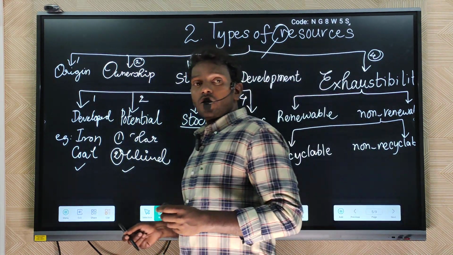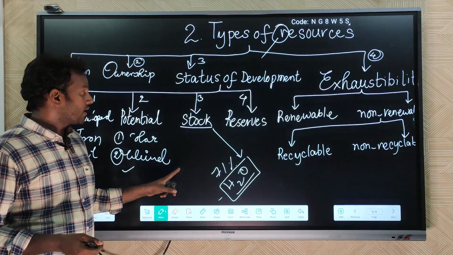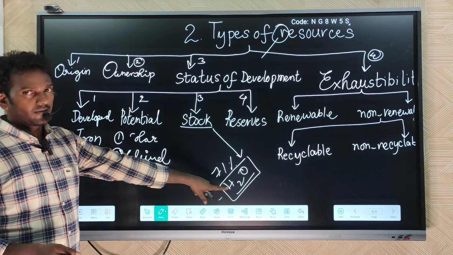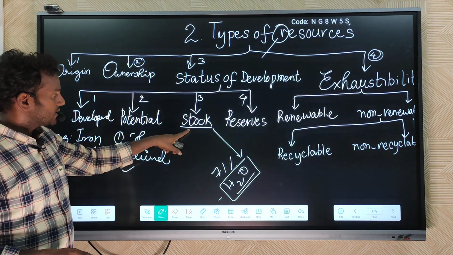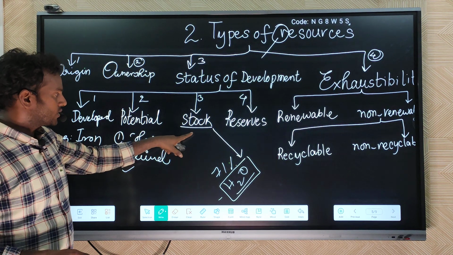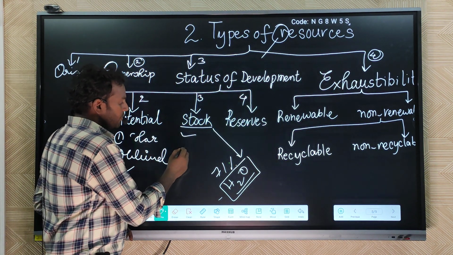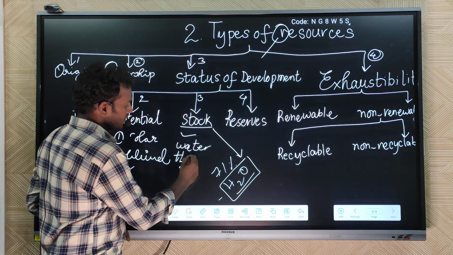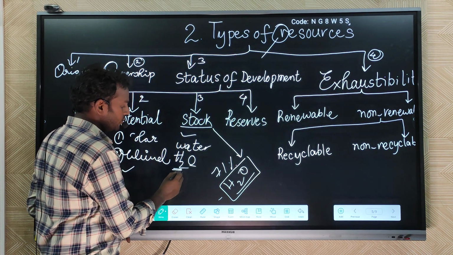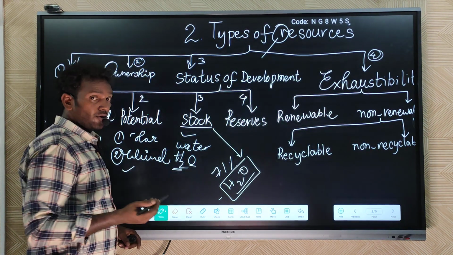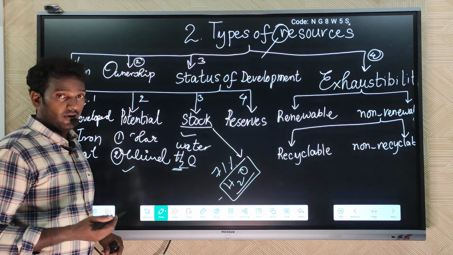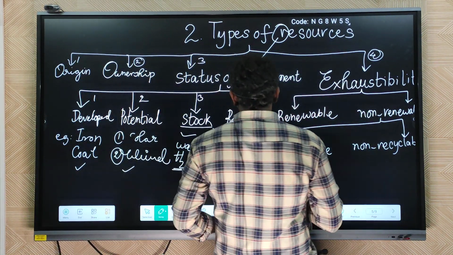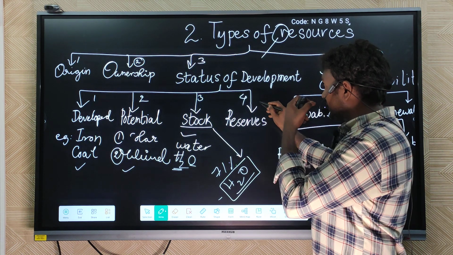So maybe in future generations, we can develop technology to extract these resources, and we can use these resources. Is it clear? That's why we are classifying these resources as stock. Example, water. In water there are two gaseous elements, H2O: oxygen and hydrogen. Hydrogen we can use in hydrogen reactors for generating electricity, and we can use it as an energy resource. Coming to the second one, the last one, that is reserves.